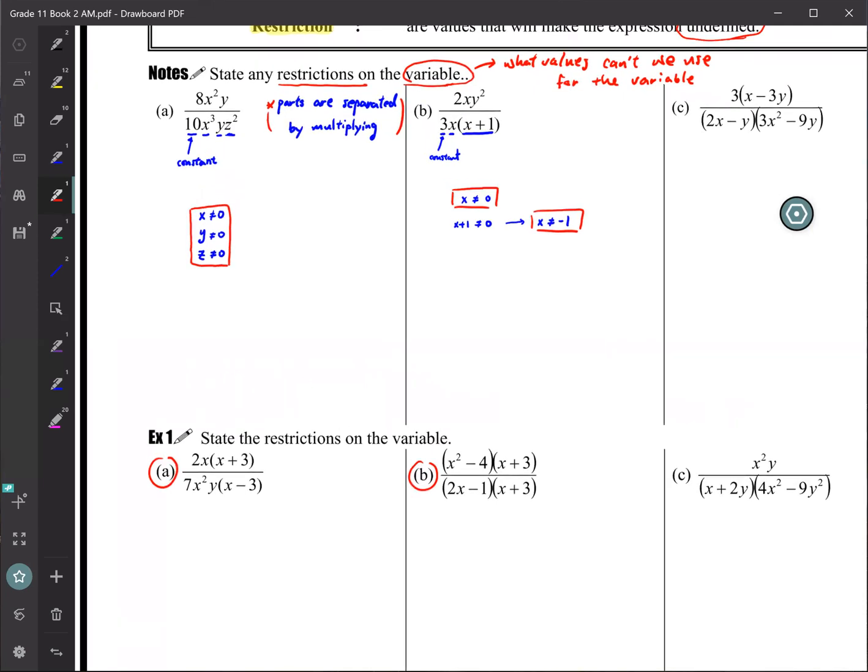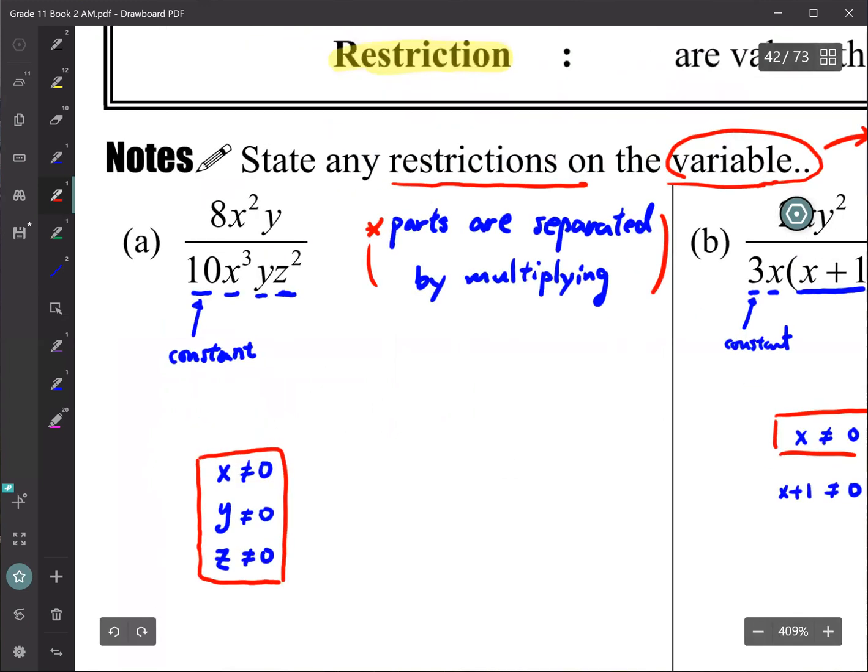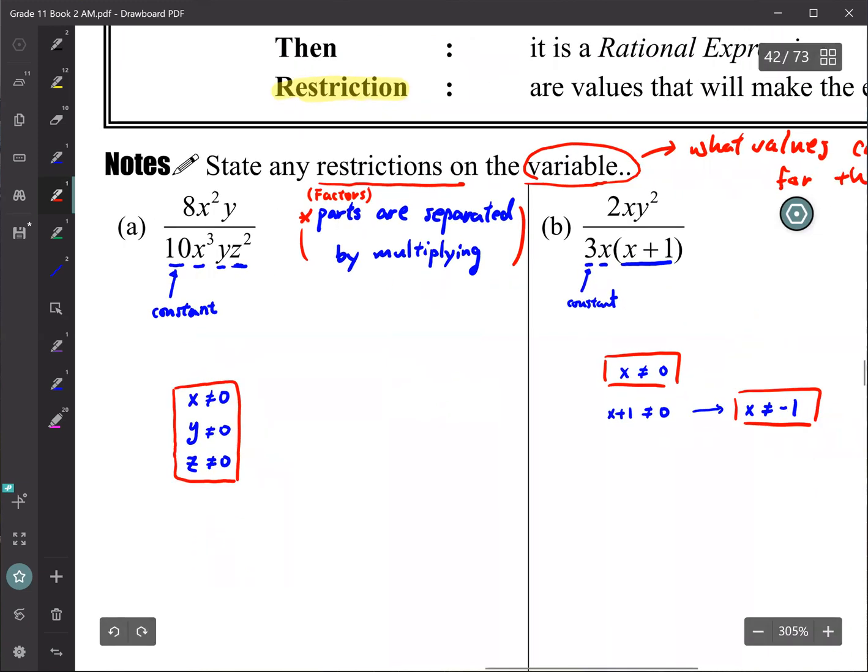Another way to understand parts is you think about factors, right? Because you just finished learning factors. So parts can also be replaced by this word, factors, by multiplying as well. So question A has 4 factors. Question B has also four factors.